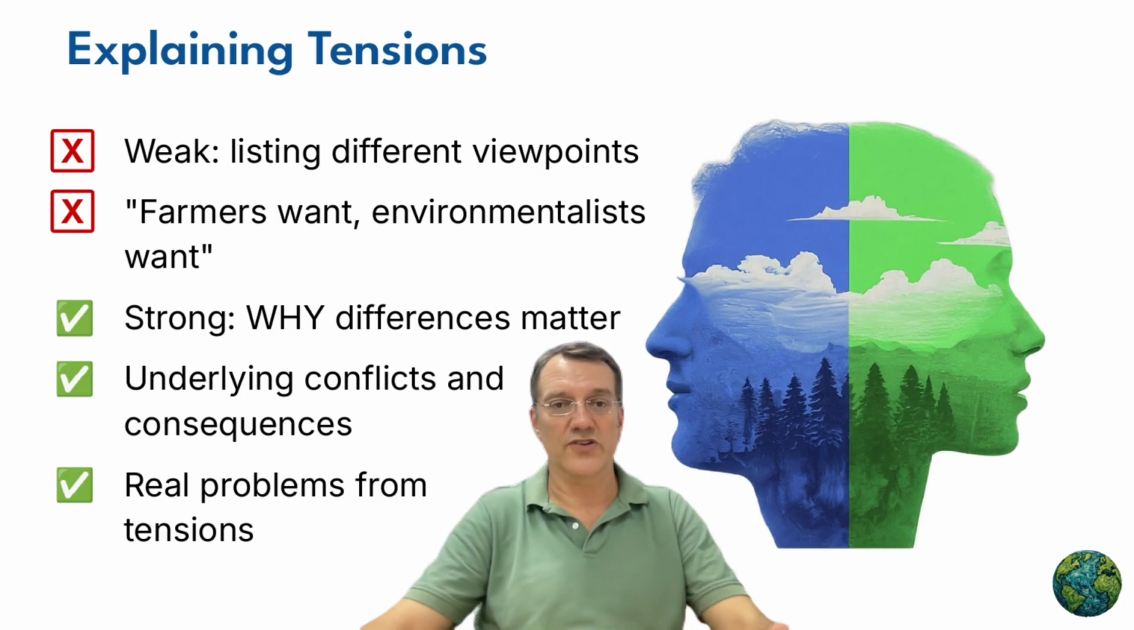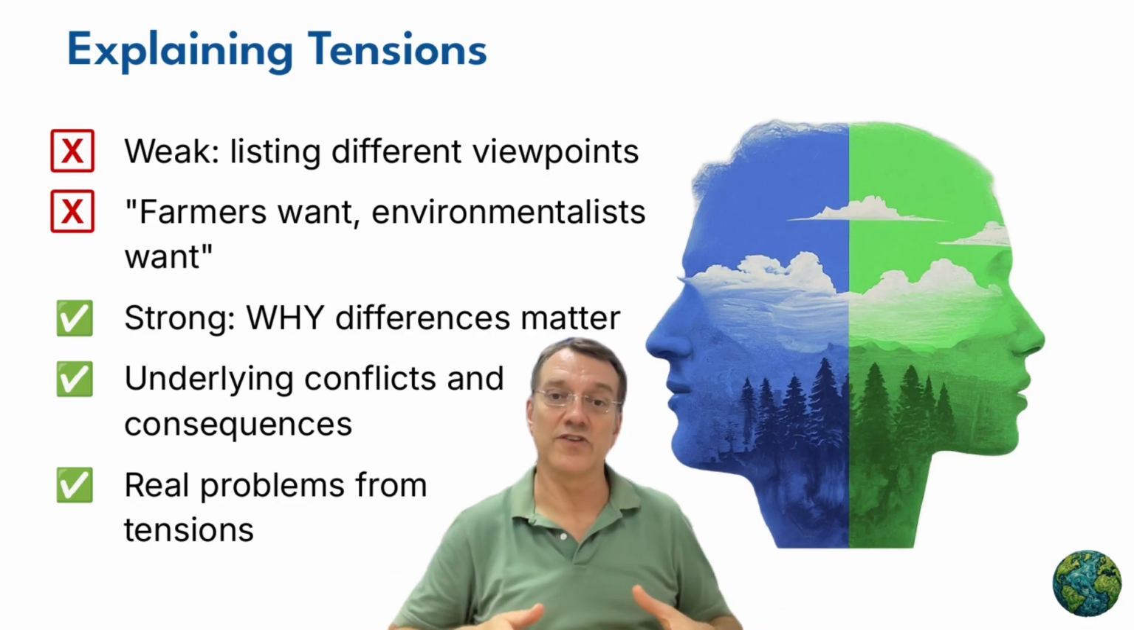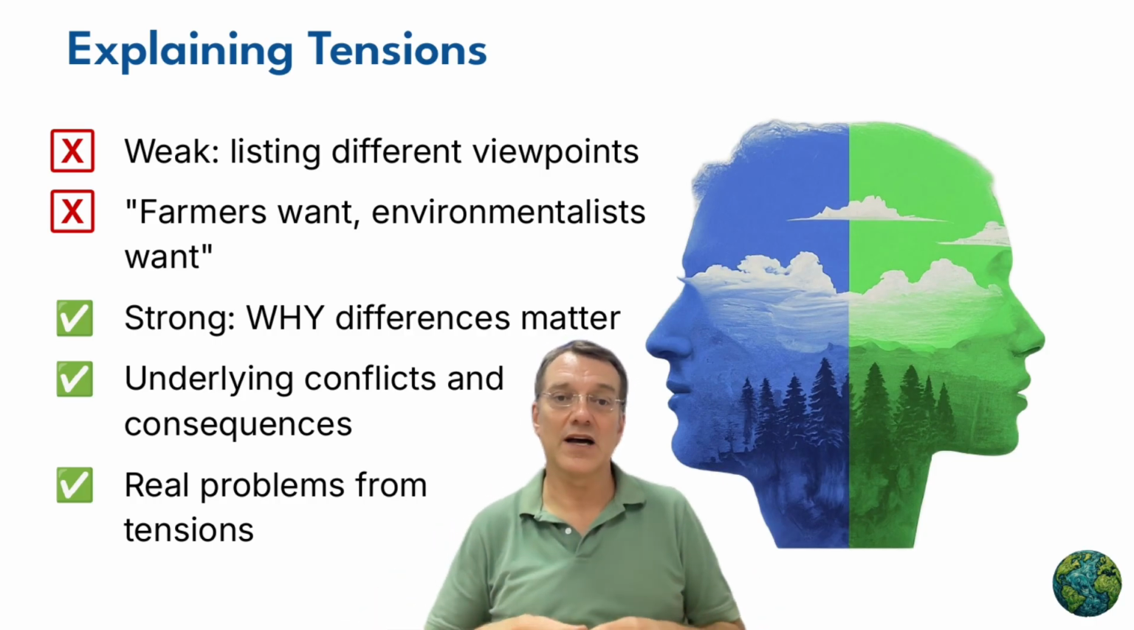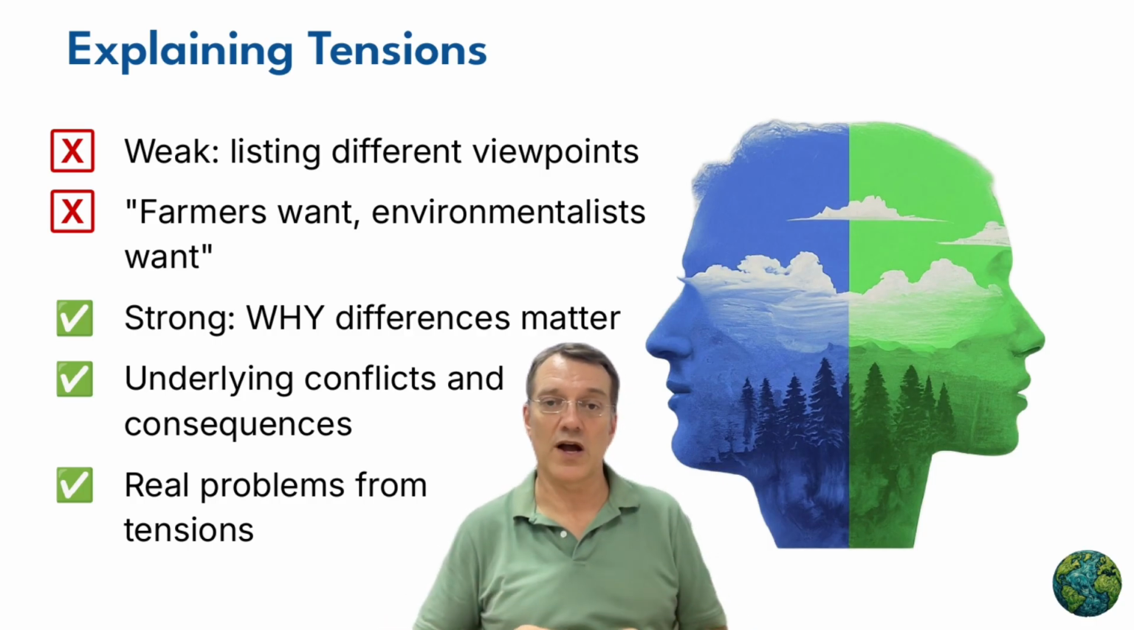Here's the difference between weak and strong tension analysis. A weak approach just lists the different viewpoints. You might write something like farmers want to use pesticides, but environmentalists want to ban them. That states 2 positions, but it doesn't explain the tension. A strong approach explains why the differences matter. It explores underlying conflicts and their consequences. It shows the real problems that arise from these tensions.